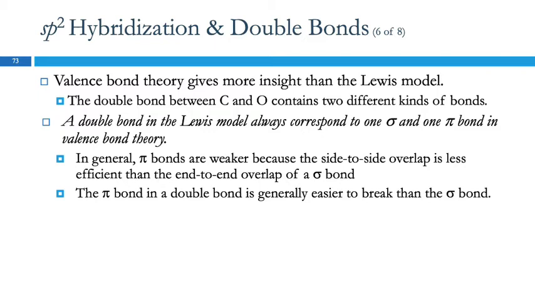So we get more insight or understanding using valence bond theory compared to the Lewis model. What we're looking at is that a double bond between carbon and oxygen actually has two different kinds of bonds, right? So whenever we see a double bond in a Lewis model, in valence bond theory, that's going to correspond to one sigma bond, the end-to-end, and one pi bond. The pi bonds are always going to be between p orbitals. Pi bonds, p orbitals. And we see that those pi bonds are weaker because the side-to-side overlap isn't very good. It's not very efficient. So those are easier to break. Those bonds are weaker. And the sigma bond is the stronger bond. Okay?